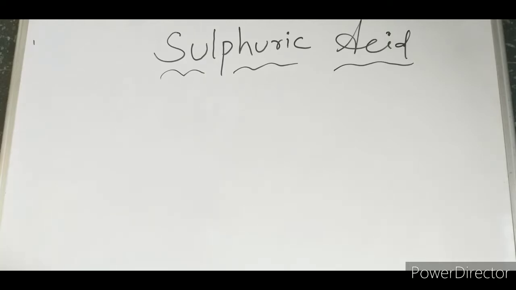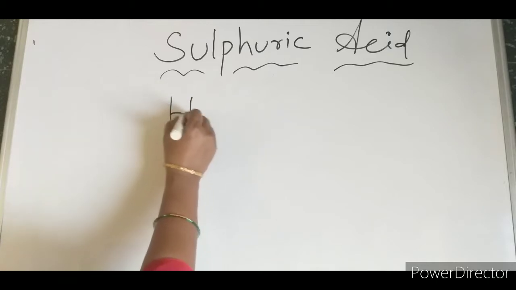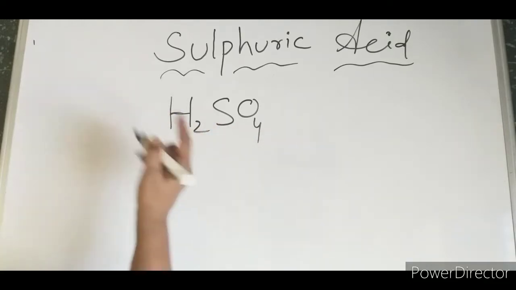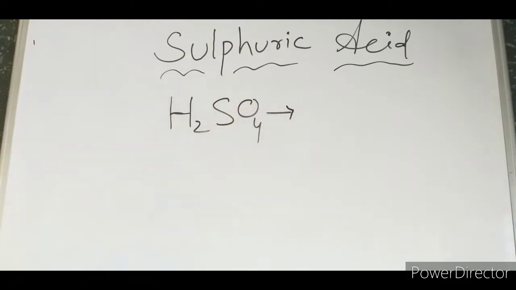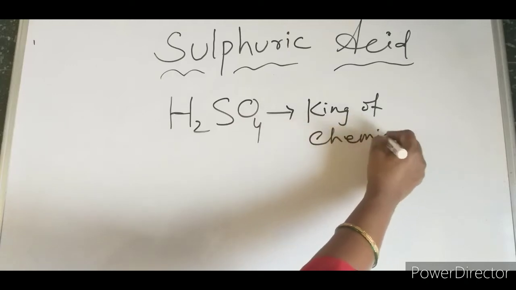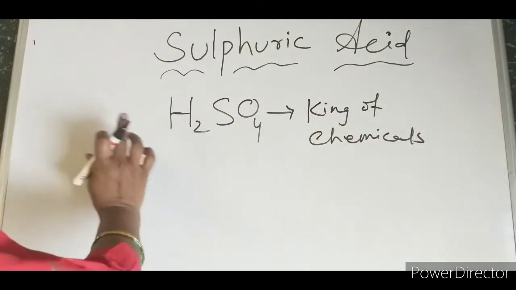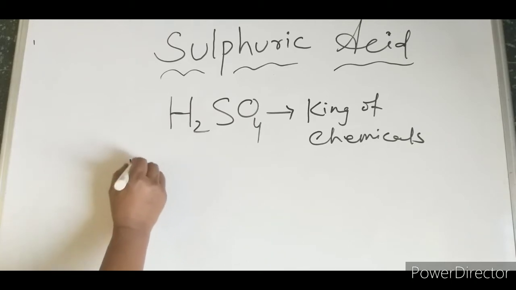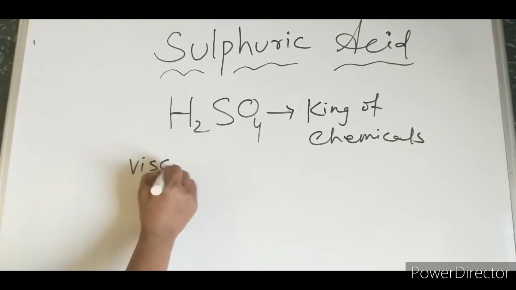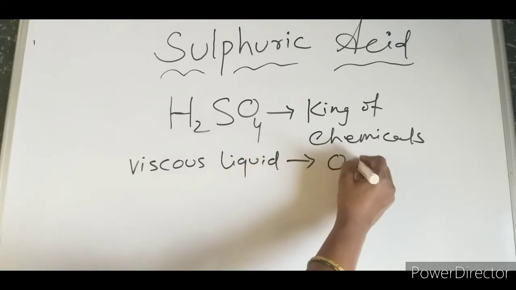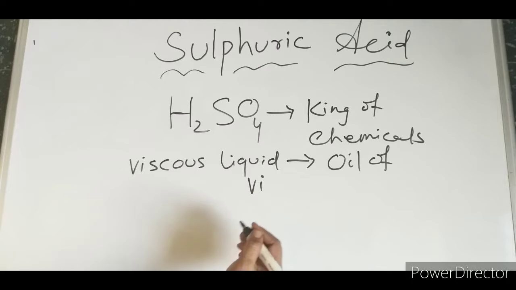We will discuss sulfuric acid, H2SO4. It is used to manufacture almost all the chemicals. That is why it is known as the king of chemicals. And concentrated sulfuric acid is very thick. Due to its viscous nature, as it is a viscous liquid, it is known as oil of vitriol.